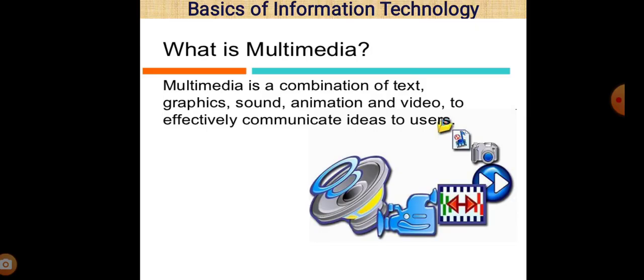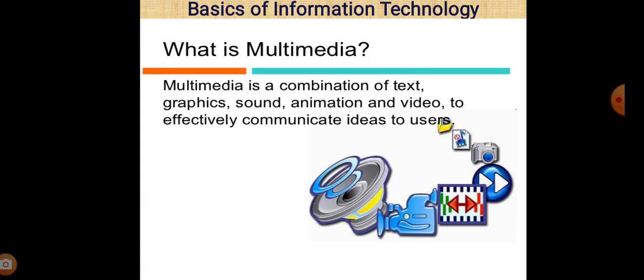So, in this lecture, we are going to discuss some terms related to information technology, and the first term is multimedia. As you know, multimedia is a term used for combination of media. Multi means more than one, and media are the text, graphics, sound, animation, and video. These are the five different media. So whenever we make an application using a combination of these media, then it is called a multimedia application.